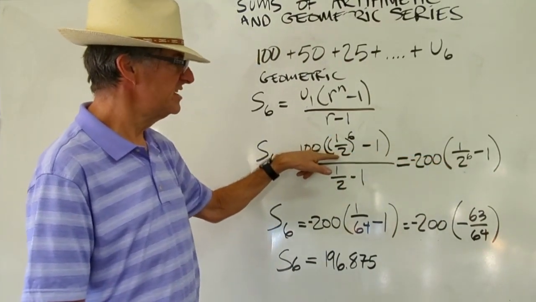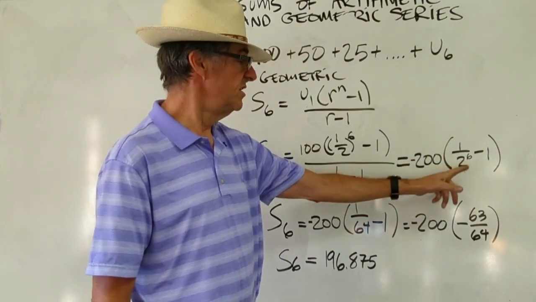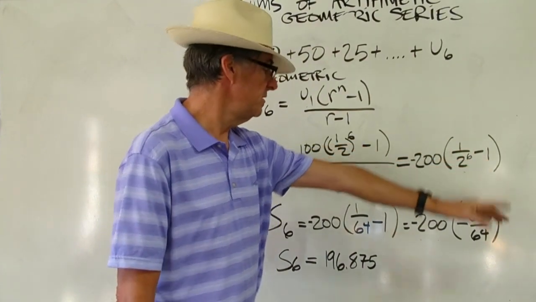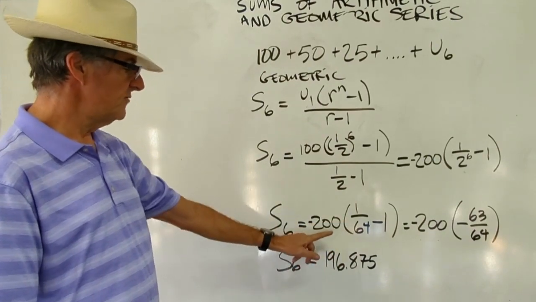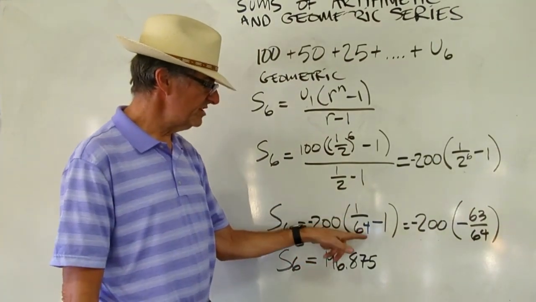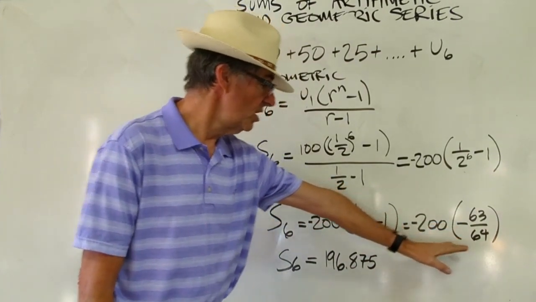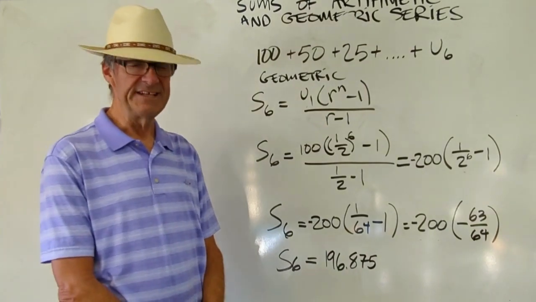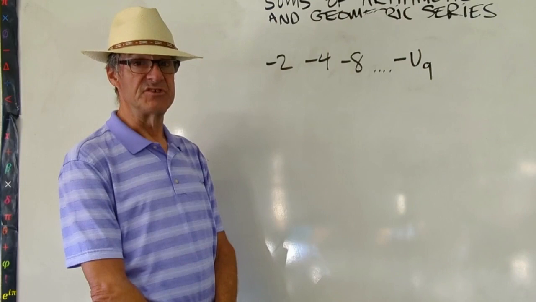1/2 to the 6 is the same as 1 to the 6, which is just 1 over 2 to the 6. So now this parenthetical term is 1 over 2 to the 6 minus 1. I crunch my numbers. 2 to the 6 is 64, so this becomes minus 200 times 1/64 minus 1, which is negative 63 over 64. Crunch those numbers. I got all the way down to 196.875.